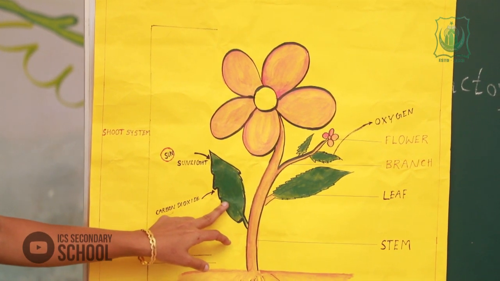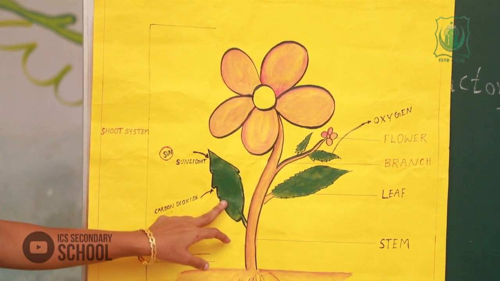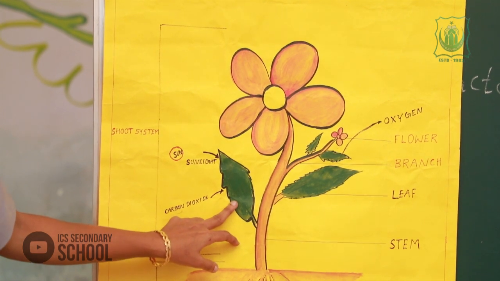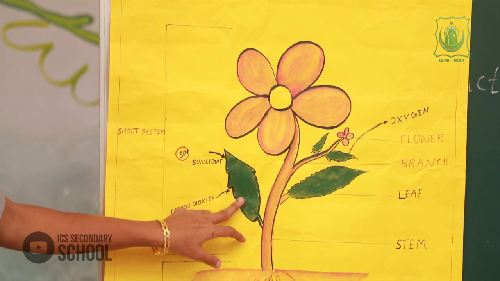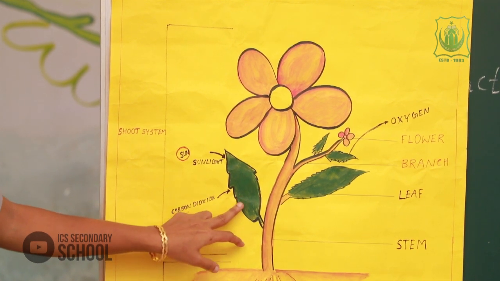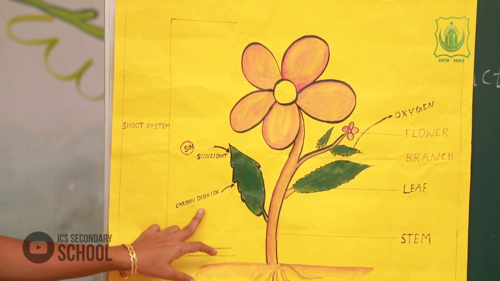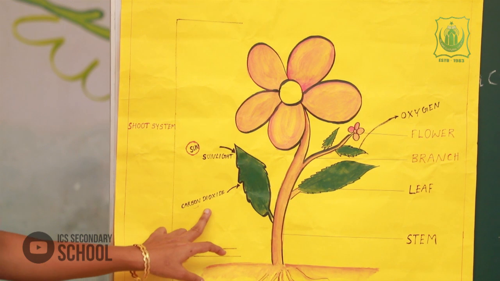Leaves contain tiny openings called stomata. All of you understand what is stomata? Stomata help the plants to breathe. Okay. The leaves contain tiny openings called stomata. The stomata take in carbon dioxide from the air.